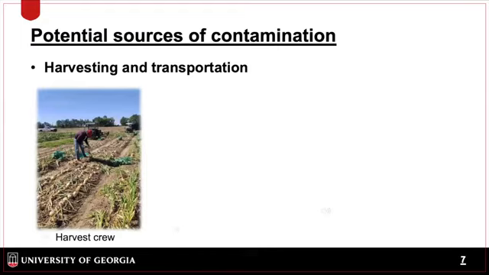So during harvesting and transportation, contamination can also happen during these two steps. The harvest crew has to understand and know how to safely harvest, store, and transport onions. There can be a huge source of cross-contamination if they're not washing their hands, not using clean clothes, and don't have enough knowledge about good agricultural practices and how to safely harvest produce.